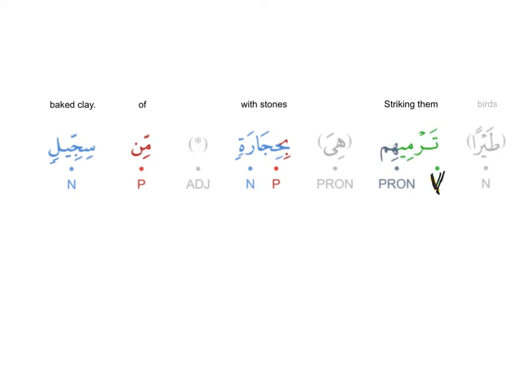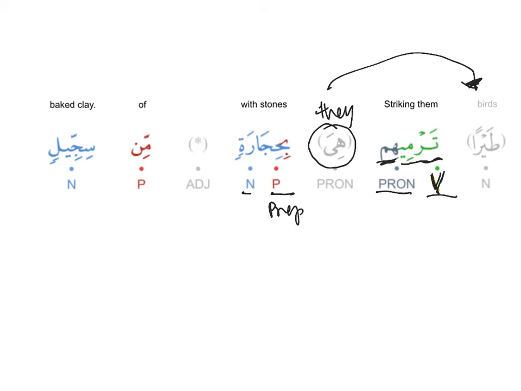So tarmi is verb, and then him, you have a pronoun there, and then the subject of tarmi is here, as in this is referring to the birds, they. Okay, so they strike them. So they here in tarmi refers to the birds, and them here refers to the ashab al-fil, the companions of the elephant. Okay, so next one is particle of preposition here, and then you have a noun.